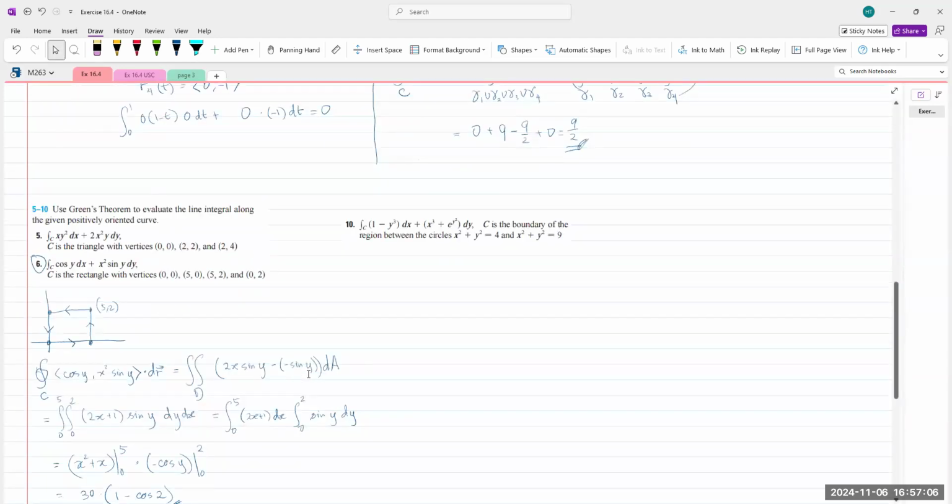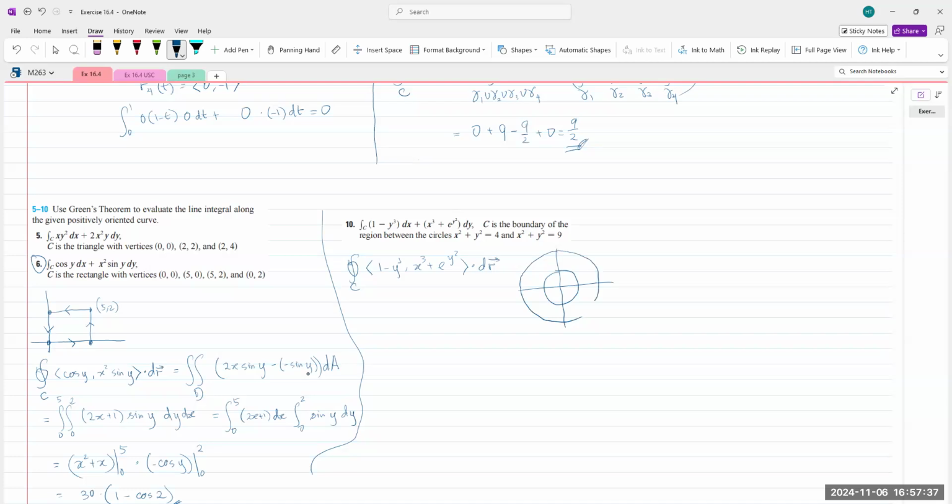And then number 10, partition again. We have the integral over closed curve C of 1 minus y cubed, x cubed plus e to the y squared dot dr, where C is the boundary of the region between two circles. They don't say the orientation of the boundaries, but the assumption is that it is positively oriented.